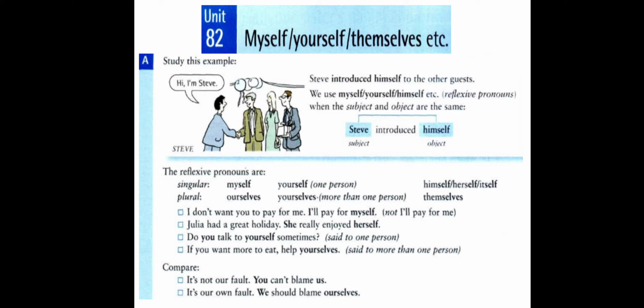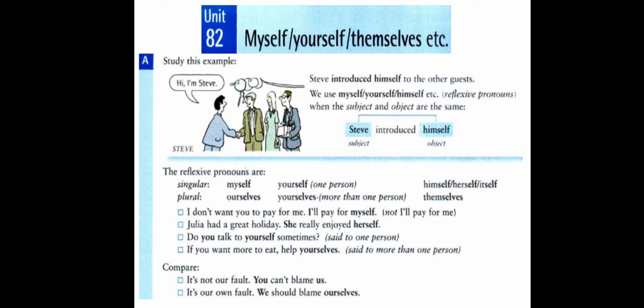The reflexive pronouns are, for singular, if the subject is I, it becomes myself. If the subject is you, it becomes yourself, as one person. If the subject is he, it becomes himself; she, herself; it, itself. But in the plural, if the subject is we, it becomes ourselves. If the subject is you, it becomes yourselves. And if the subject is they, it becomes themselves.